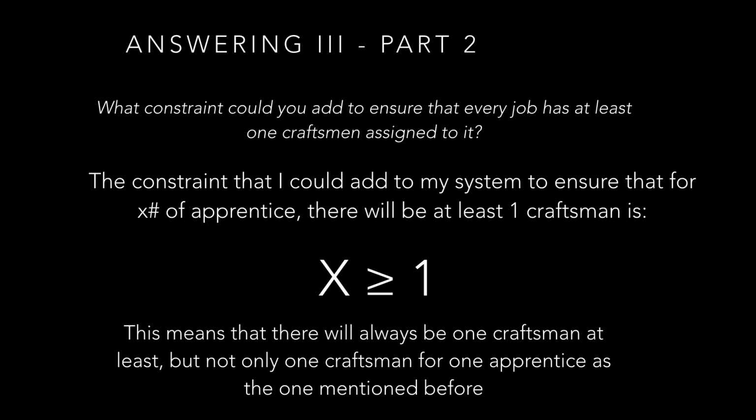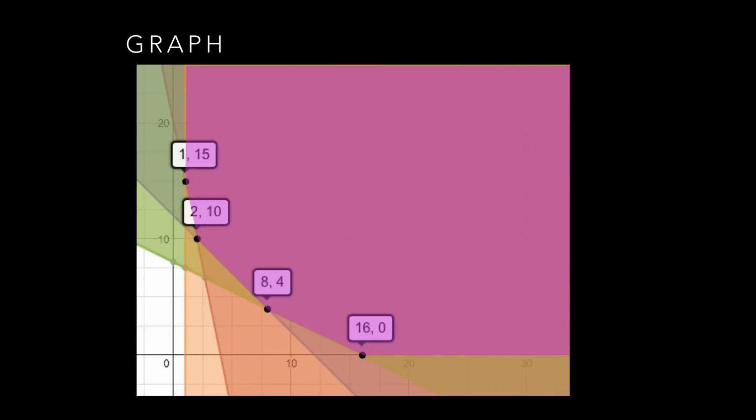Answering 3, Part 2. What constraint could you add to ensure that every job has at least one craftsman assigned to do it? The constraint that I could add to my system to ensure that for every X numbers of apprentices, there will be at least one craftsman is X is greater than or equal to 1. This means that there will always be one craftsman at least, but not only one craftsman for one apprentice, as the one mentioned before. And here is the new graph.